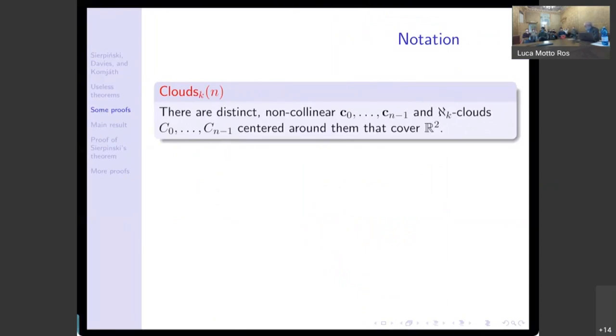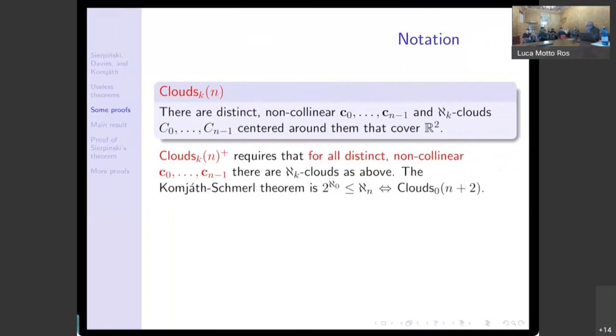Clouds sub k n says there are distinct non-collinear centers and Aleph k clouds, C0 through C n minus 1, centered around points of Ci, that cover the plane. If you put a plus, you ask that for all non-collinear centers you have what clouds is about. And Komjáth-Schmerl, this is equal to this, even only if it's a plus. You choose the centers that you want, and that's fine.